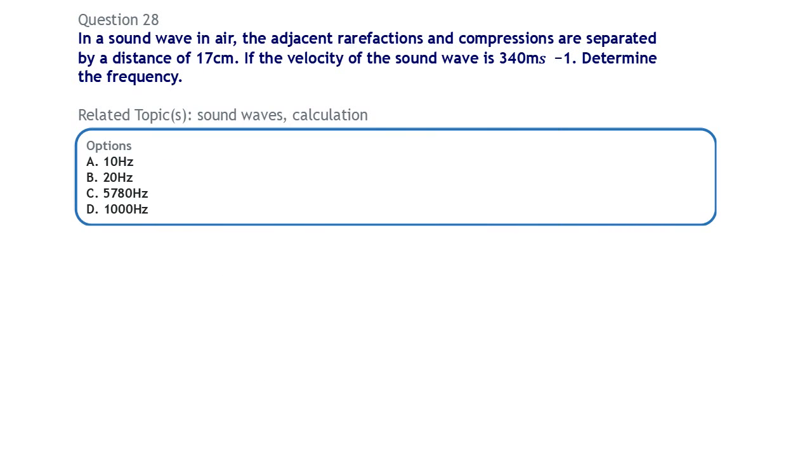Next, on sound wave. In a sound wave in air, the adjacent rarefactions and compressions are separated by a distance of 17 cm. If the velocity of the sound wave is 340 meters per second, determine the frequency.